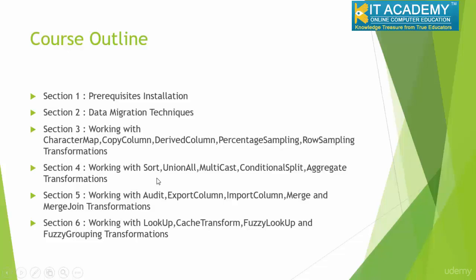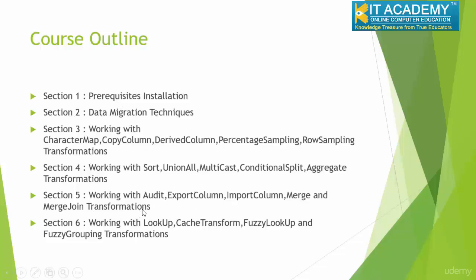And in the next section, I have discussed how we can sort or how we can combine data from multiple data sources using union all, and also how we can distribute the data to multiple destinations using multicast. And also we have discussed conditional split in the same section, which helps us to split the records and pass them on to different destinations. Also, I have discussed the aggregate transformation, which is pretty much like group by in your regular SQL Server.